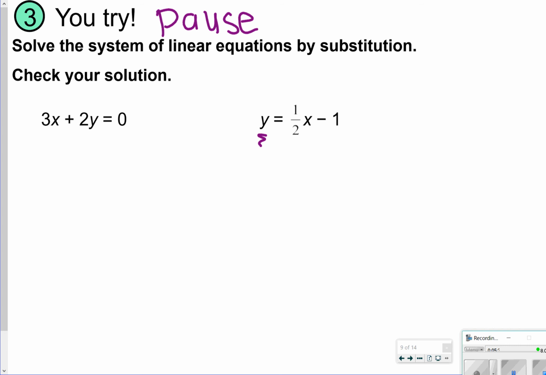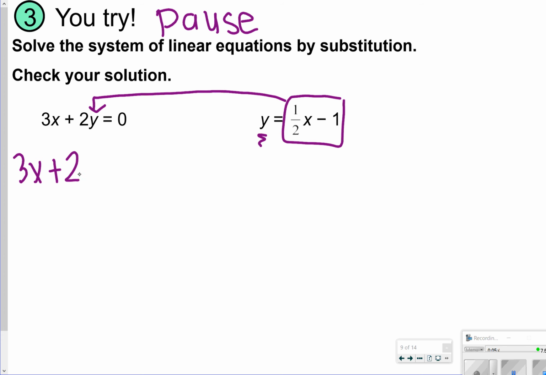Okay, because it says y is equal to 1/2 x minus 1, I'm going to take this entire expression and plug it into this y right here. So I will have 3x plus 2 times y, and y, remember, is 1/2 x minus 1, and that is equal to 0. Okay, so notice how I have both x's now in the equation.